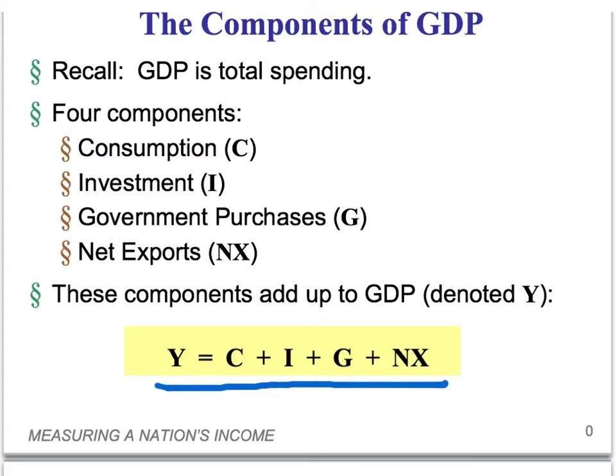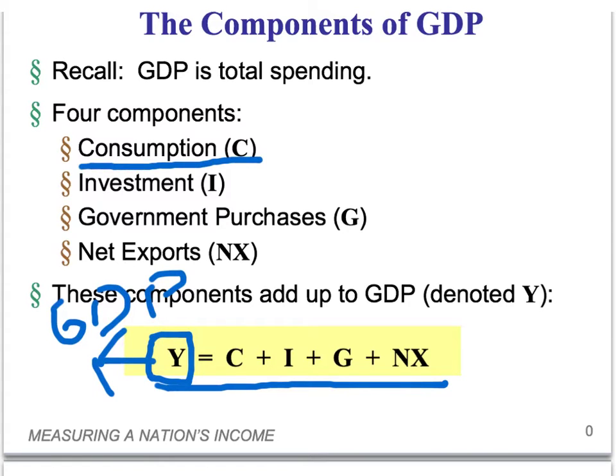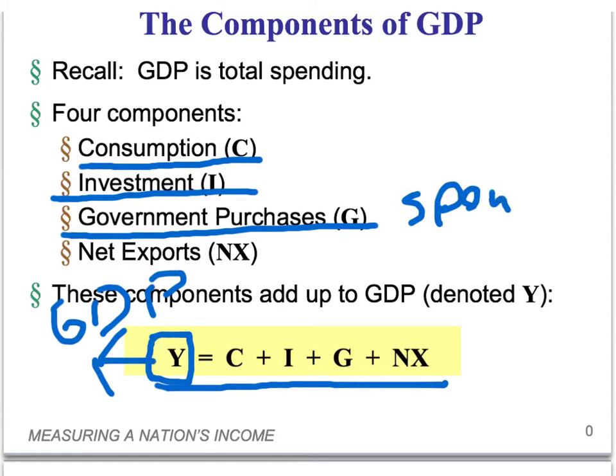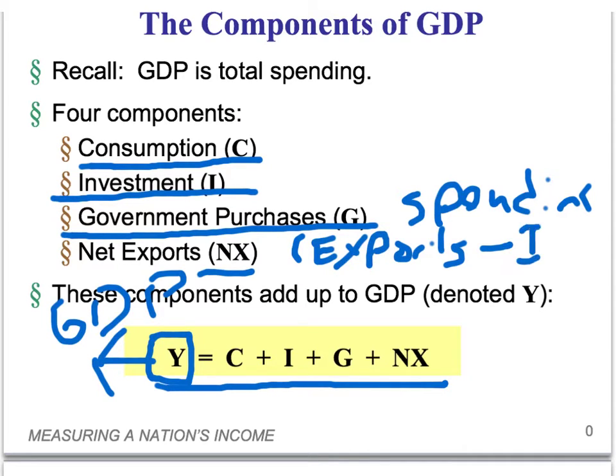Some things don't make a whole lot of total sense here, but Y is GDP. Think of Y as everything that is in GDP, with C being consumption, and I'll get to what that is in the next slide. I being investment, G being government purchases, a lot of people call it government spending, and NX is net exports, which is exports minus imports.